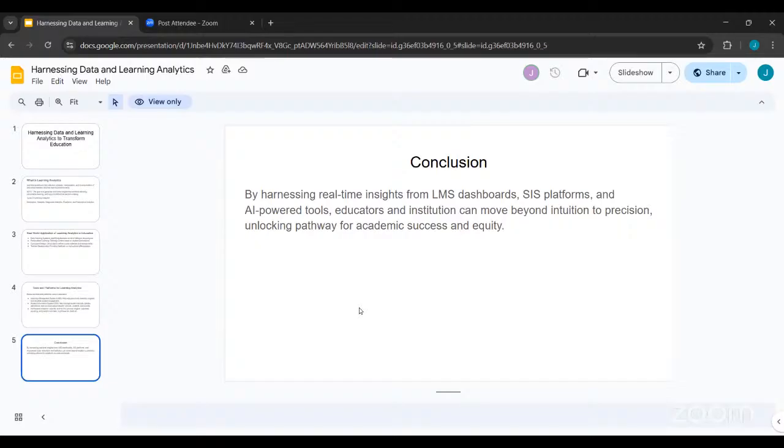Then in conclusion, by harnessing real-time insights from learning management dashboards, student information system platforms, and AI-powered tools, educators and institutions can move beyond intuition to precision, thereby unlocking pathways for academic success and equity. I know quite well that most of our institutions in Nigeria today have incorporated learning management and student information systems into their academics. But by the time we come in with learning analytics to analyze how they are faring, we'll be able to unlock the pathway to student success and equity.